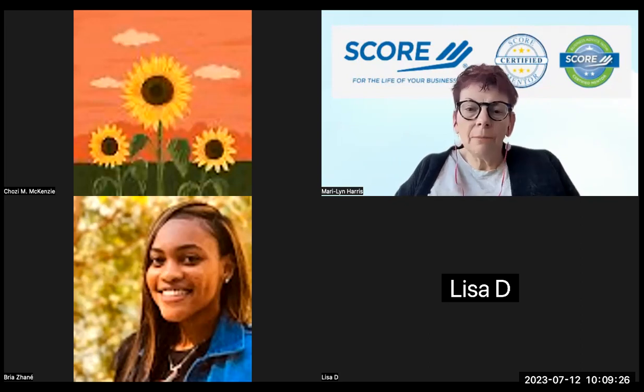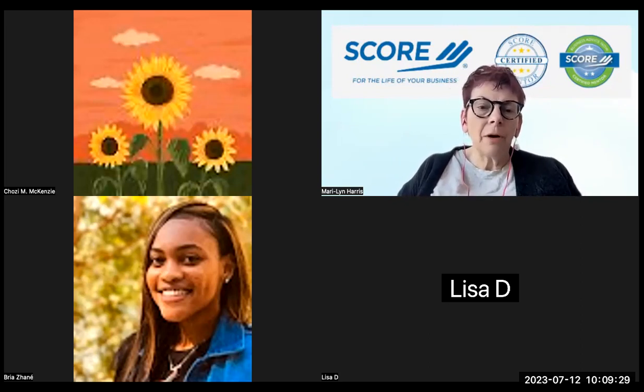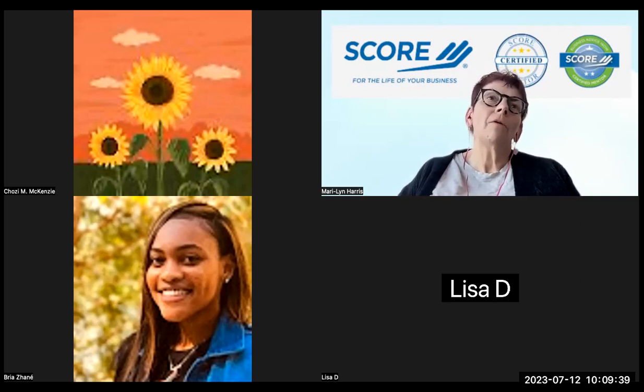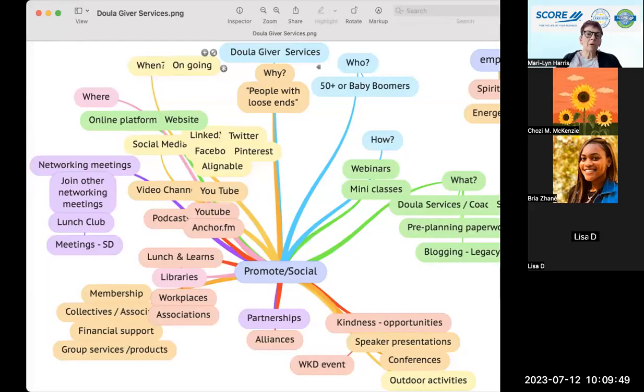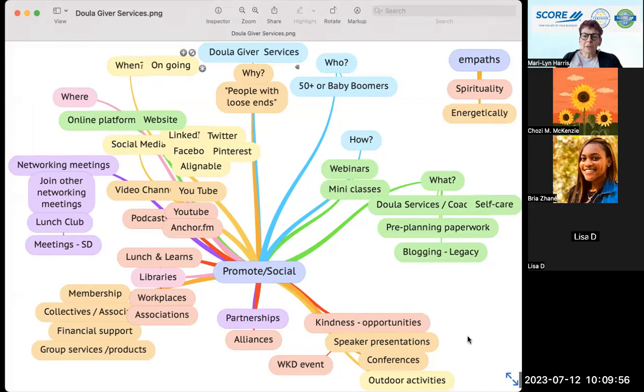So I'm going to do a screen share and show you one of them. I have several of them. I usually like to do them for every product or service I'm offering, because it really helps me. Here, I'm going to move the top bar down again so you can see it. There we go.